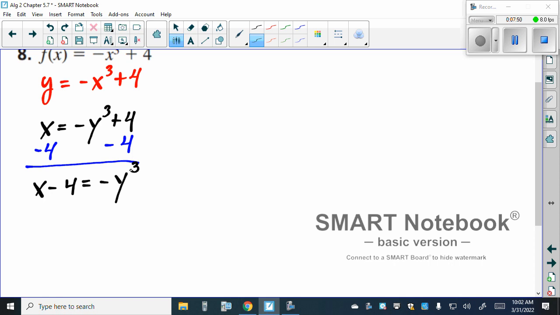What would we do next? We'd multiply by negative 1. We would divide by negative 1. We're changing the sign for y cubed from negative to positive.